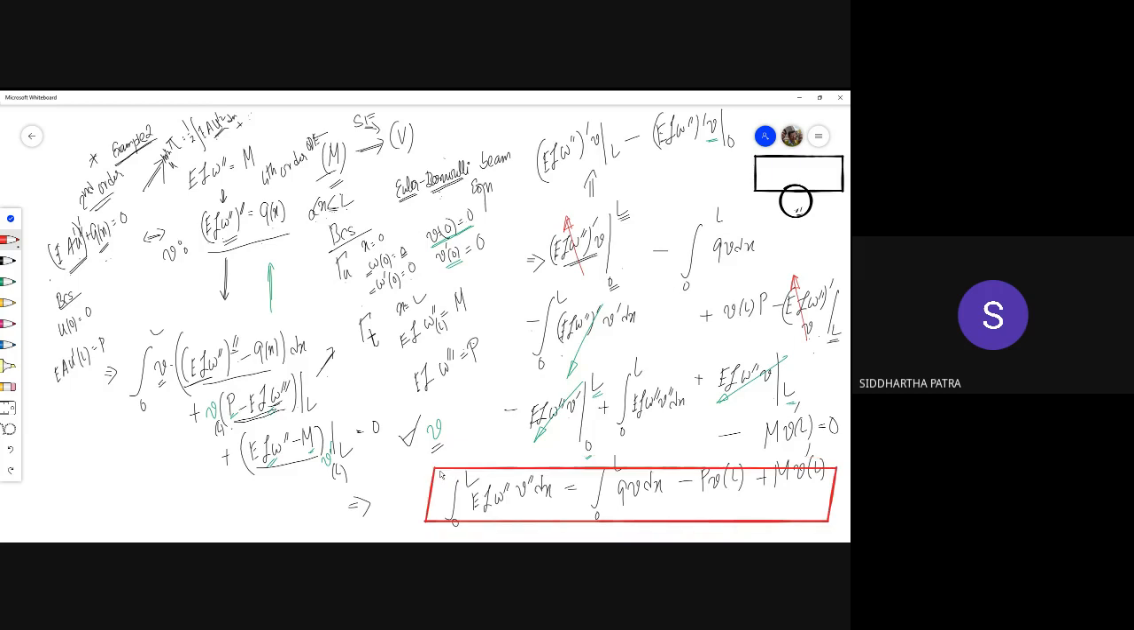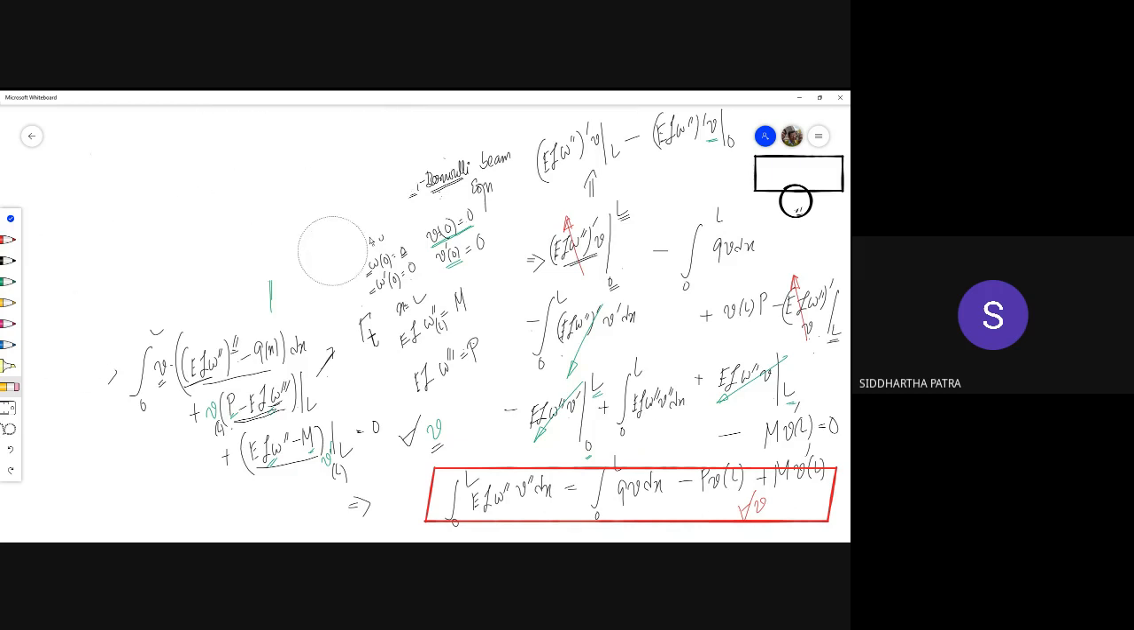This is our variational statement, and that variational statement is true for all V. Now I'm not sure how far you are comfortable with all of this idea, but I'm going to give you an assignment. Get the variational form for a simply supported beam.